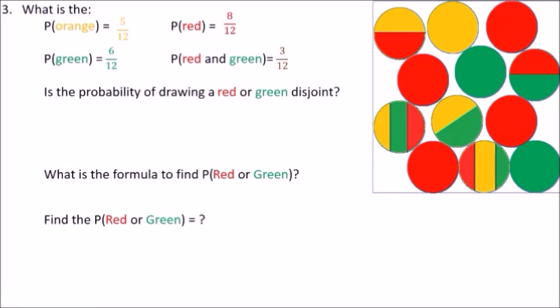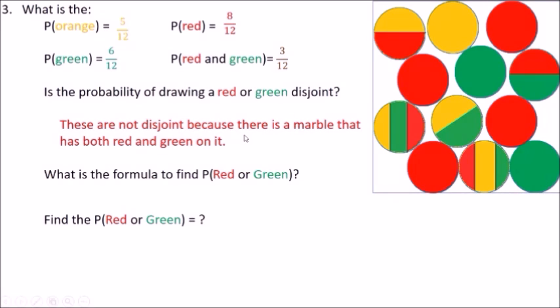Is the probability of drawing a red or green disjoint? Remember, for it to be disjoint, they cannot have any that have the same colors in common. If I look here, this one right here has both red and green, which means they cannot be disjoint. They have to be non-disjoint. That is, you have some that have the same colors. These are non-disjoint because there is at least one marble that has both red and green on it. In fact, there are multiple marbles that have both red and green on it. But as long as there's at least one, they are not disjoint.